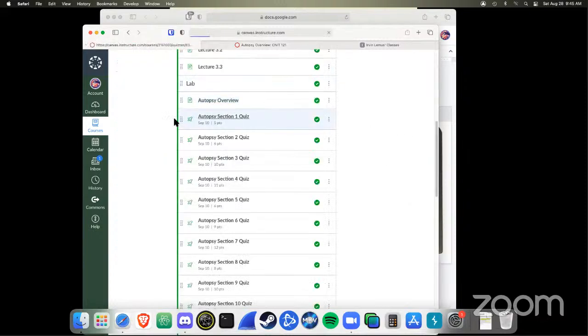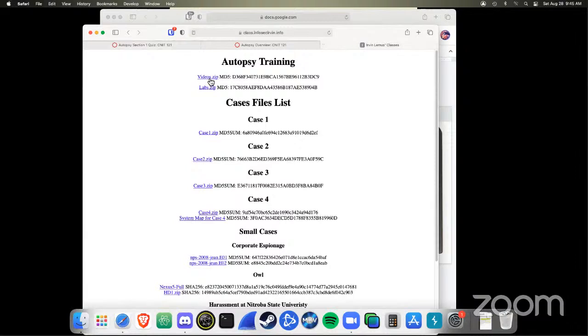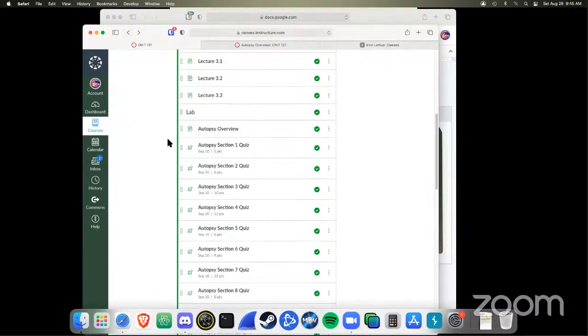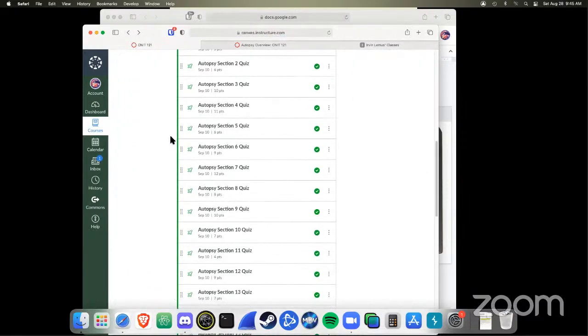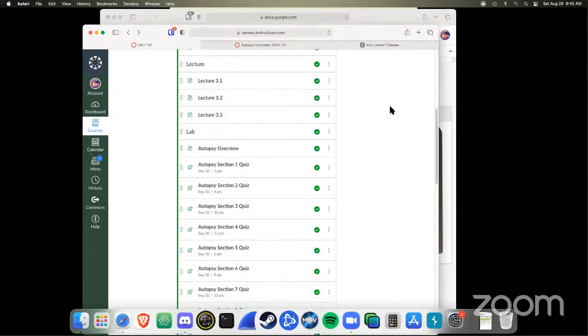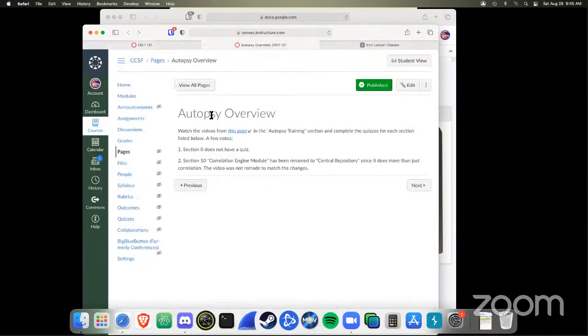But essentially what you're doing is downloading the zip file, watching the short videos, and taking the quiz. And you have 3 attempts at each of the 15 quizzes. The videos are not long. They're between like 5 to 10 minutes. I think there's like 1 or 2 that are longer than that. But it's all about how to use Autopsy.